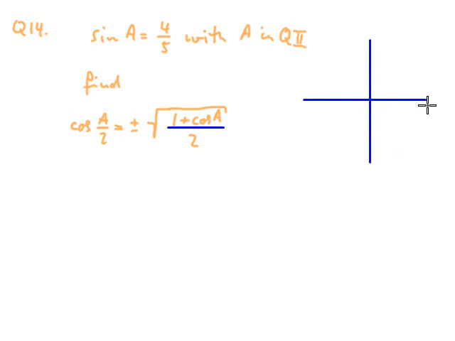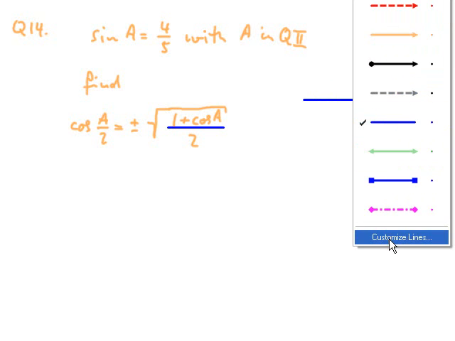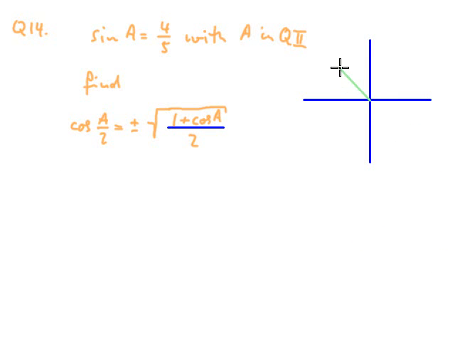So here's my coordinate system, and here would be my angle A right there, because it says in quadrant 2, so that's my angle A. Now 4 over 5 means that this side here is 4, this one here is 5. This is how the sine is defined.